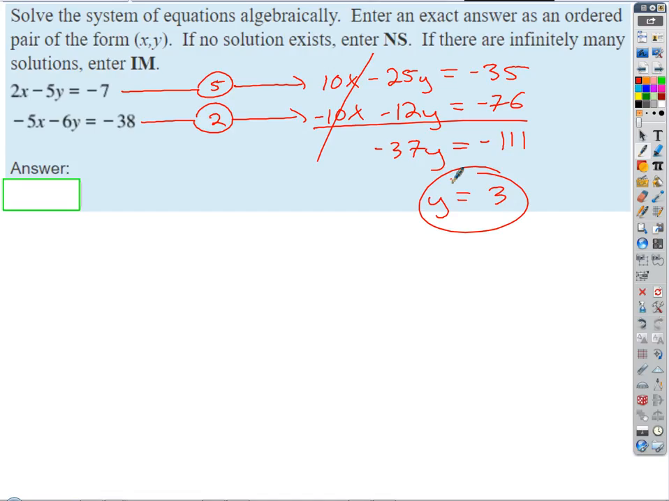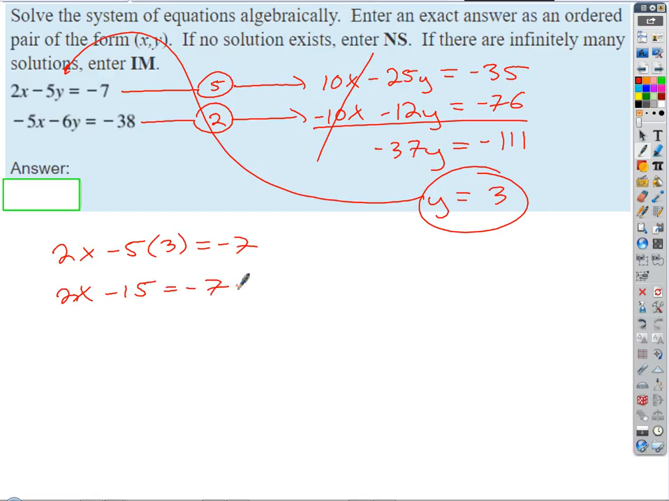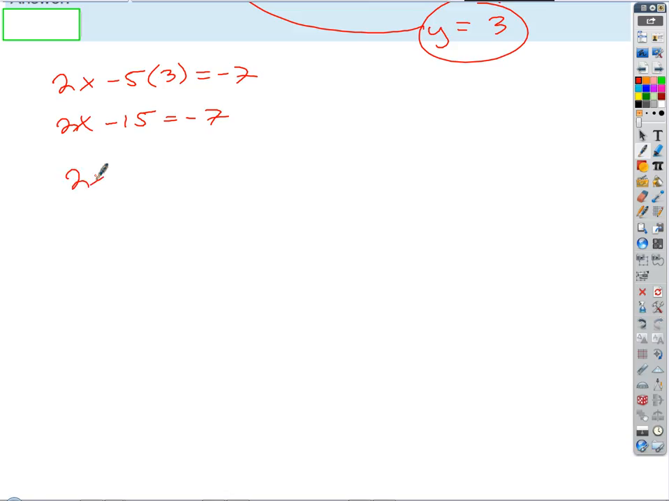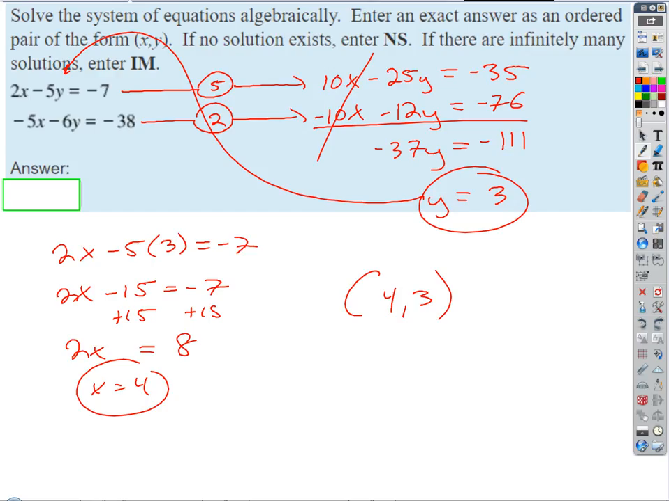Might as well do it, we're almost done. If I plug it into the top one, 2x minus 5 times 3 equals negative 7. So 2x minus 15 equals negative 7. So if I add 15, 2x equals what? 8. So what's x? Okay, so the solution would just be 4, 3. Okay? So that's a quick review.